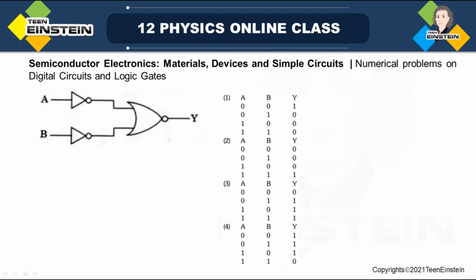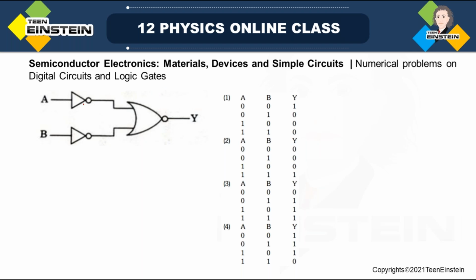So this is a problem where you have been given a digital circuit. You can see the circuit diagram here. This is a NOT gate, this is another NOT gate, this is a NOR gate. You can see that this is OR followed by a bubble, which gives you NOR operation. So you have to find out the correct truth table for this particular operation.